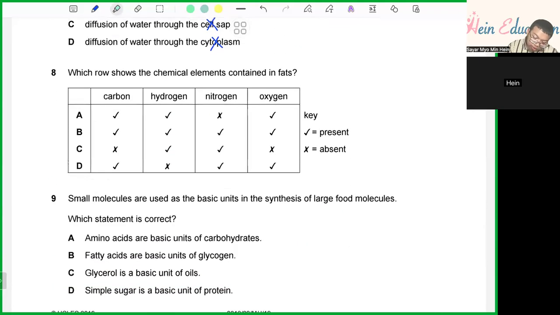And number 8, which row shows the chemical elements contained in fat? As I already have a guideline for fats and carbohydrates, it will be CHO. CHON is for protein. So it has to contain carbon, hydrogen, and oxygen, and no nitrogen. So no nitrogen is only the answer A. So the answer is A.